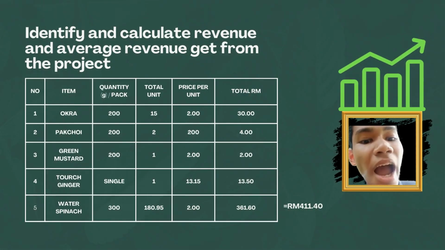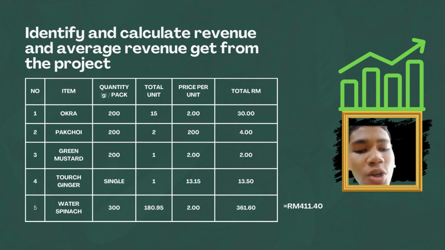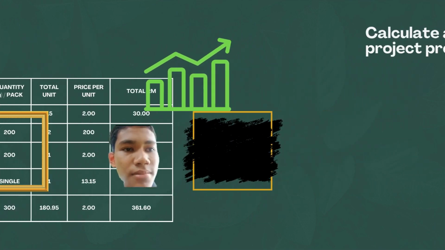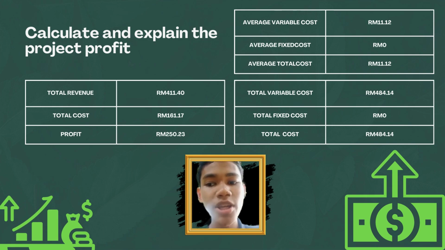So next is identify and calculate revenue and average revenue get from the project. We have planned different types of crops such as okra, pak choy, green mustard, tossed ginger, and water spinach. The price depends on the quantity, total unit, and price per unit. So the total price is 411 ringgit 40 cents.